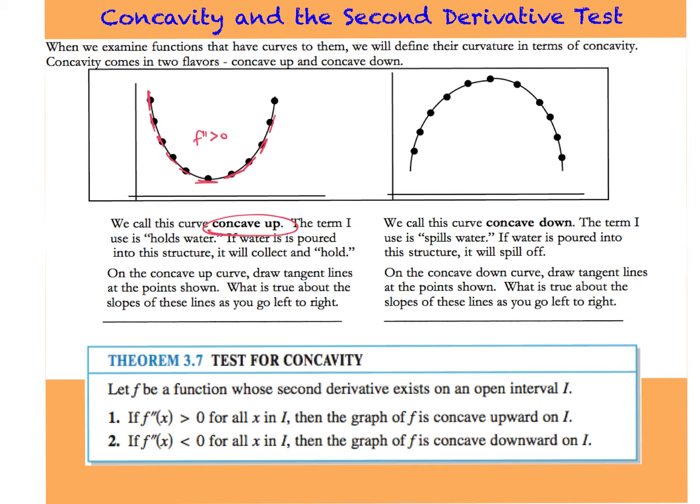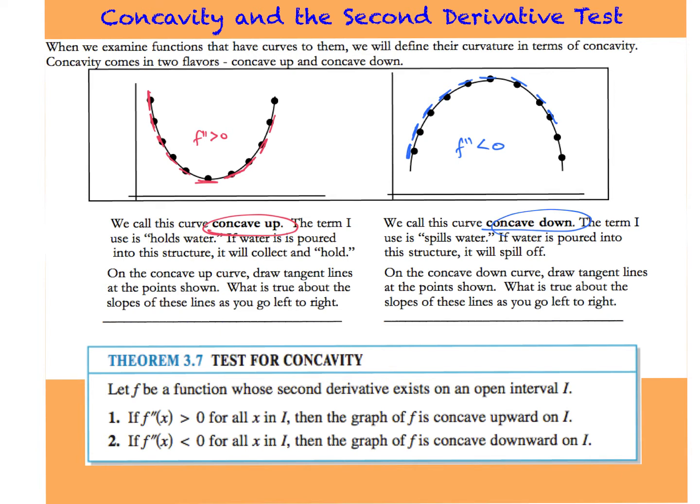Now, let's talk about concave down. Well, what's happening with these slopes? This is a big positive and a lesser positive and a lesser positive and then 0 and then a negative and then a more negative and a more negative. What's happening to my slopes? They're decreasing. So the slopes are decreasing, which means I'm actually talking about the second derivative. The second derivative would be less than 0, and that's called concave down.